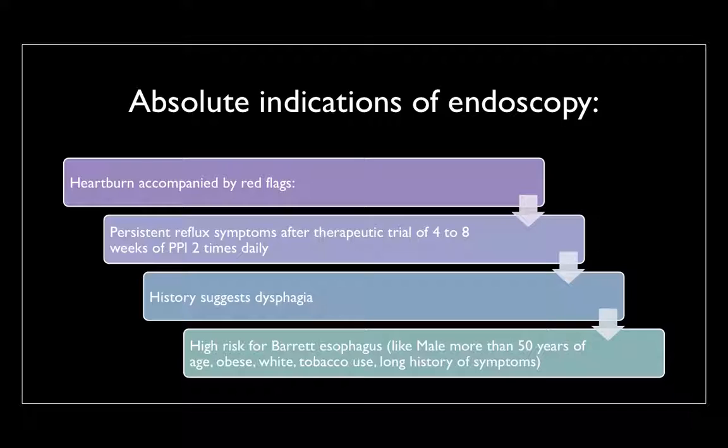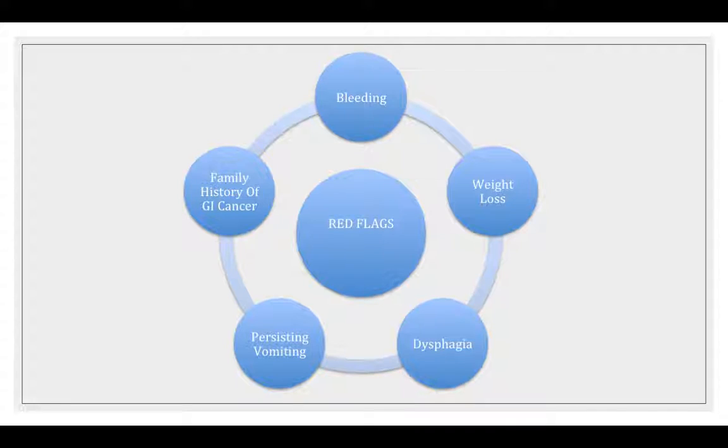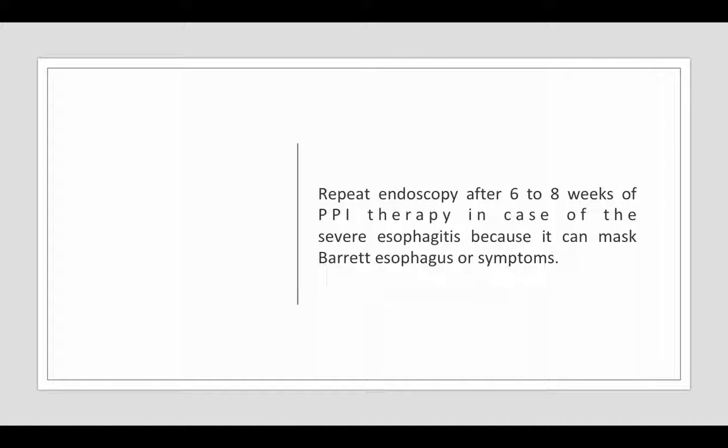So, which patients are at high risk for Barrett esophagus? If the patient is male, older than 50 years, obese, white, on tobacco, and has a long history of these symptoms, especially GERD symptoms. These patients are at high risk of having Barrett esophagus later in life, so you will go for endoscopy as soon as possible. Red flags, we already covered.